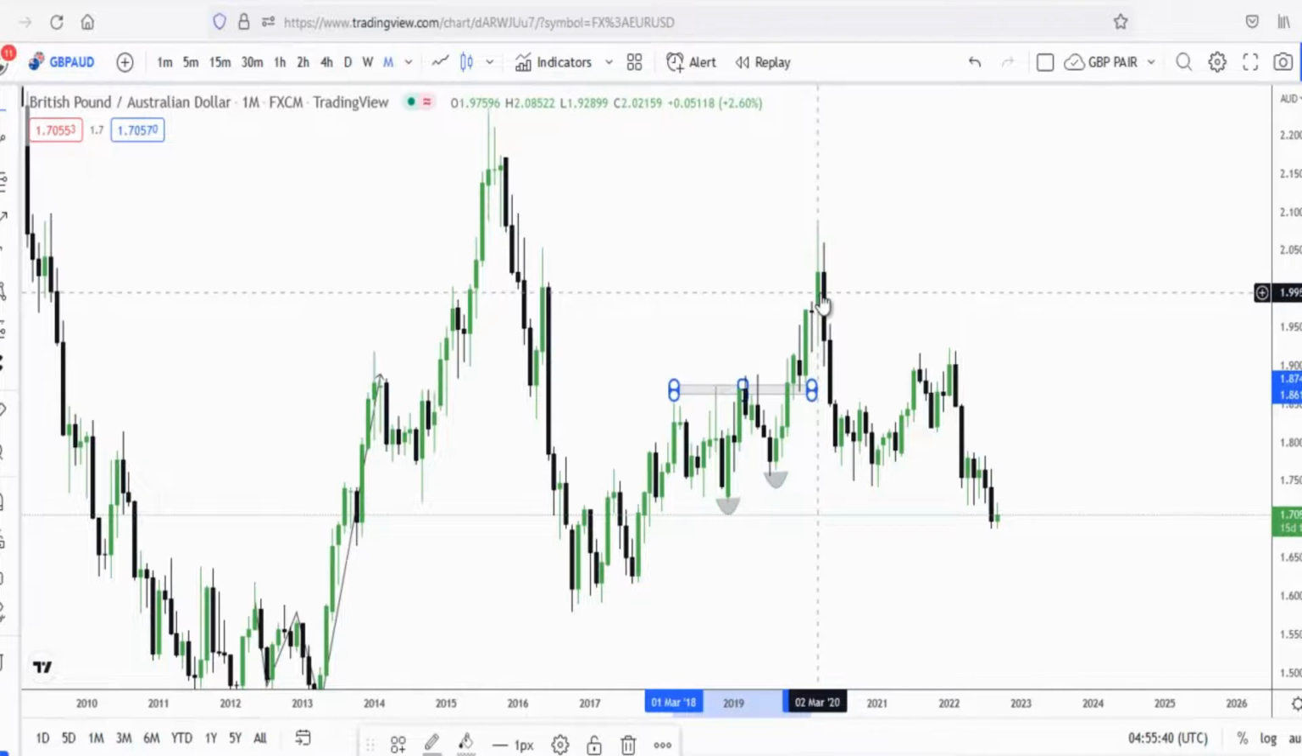I'll keep buying the market until maybe on the lower time frame, at this point here, I see a reversal pattern, and that tells me that my bullish trend is coming to an end. Right, but in the interim I keep buying the market.